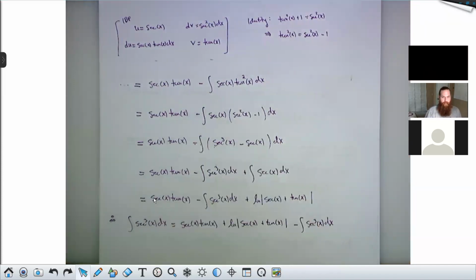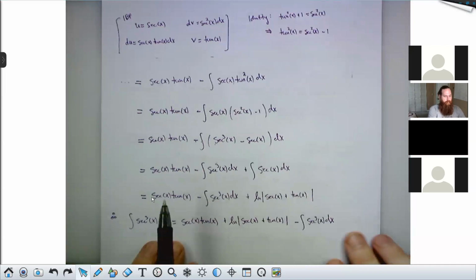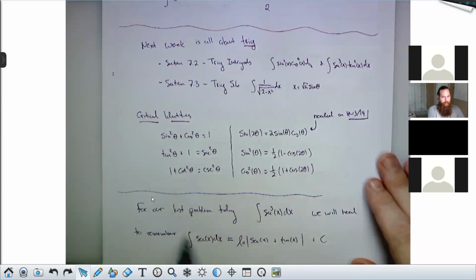Professor, where'd you get the natural log of secant plus tangent x? So that is the integral of secant. Oh, that is okay. Yeah, so remember, this is one of the kind of things that we needed to remember from previous sections.